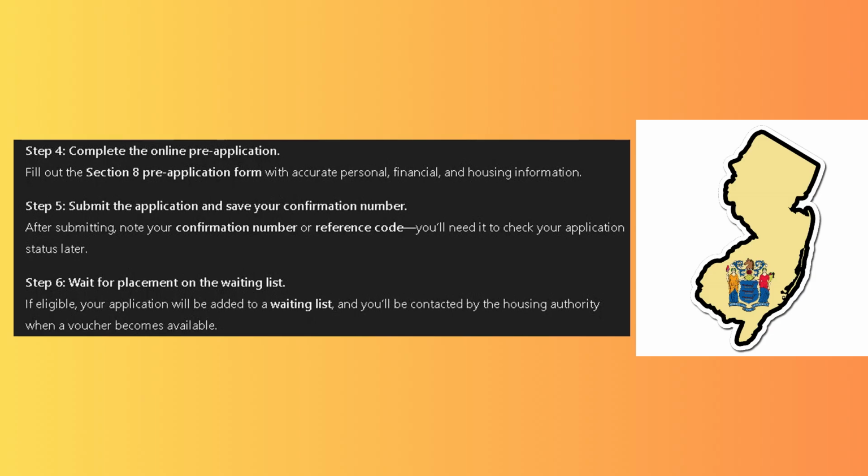Wait for placement on the waiting list. If eligible, your application will be added to the waiting list. You'll be contacted by the Housing Authority when a voucher becomes available.